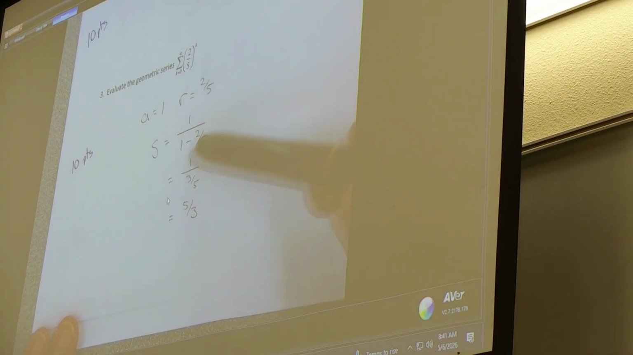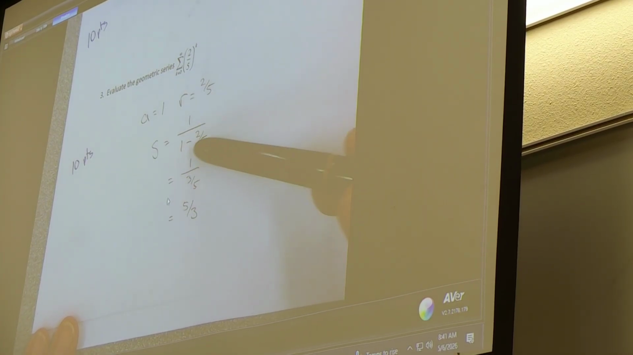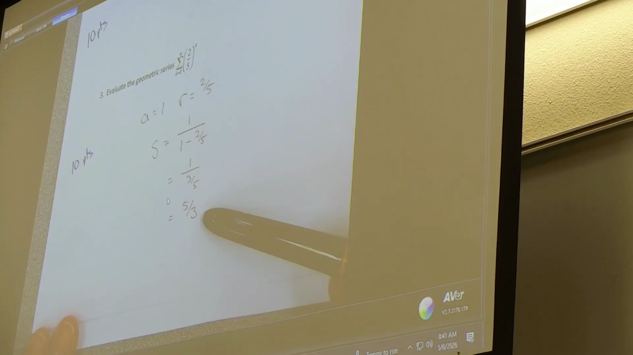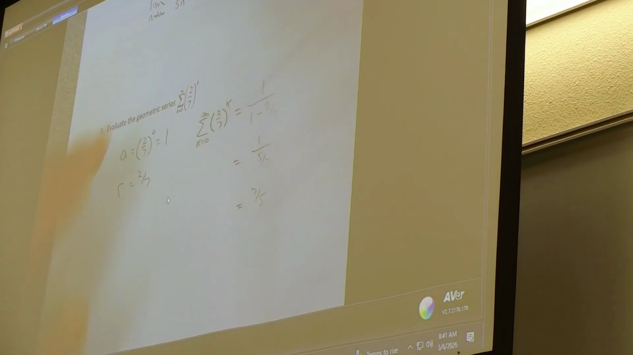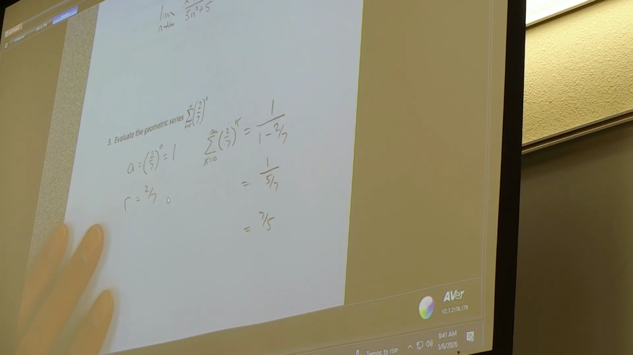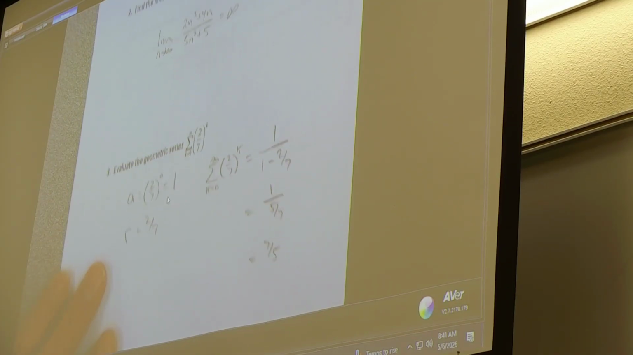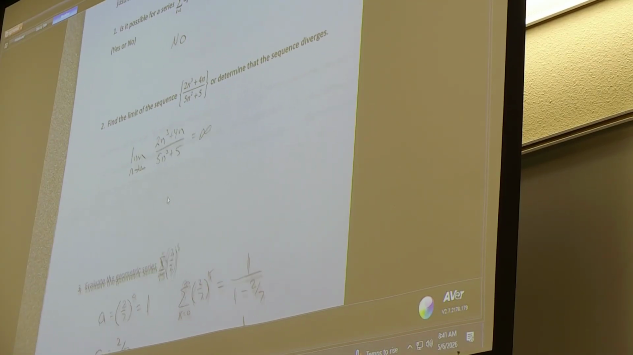So it's A over 1 minus R. 1 over 1 minus 2/5. Simplify, we get 5/3. So 23 points possible on that page. Those that did the makeup exam, same problems, different numbers. Okay?